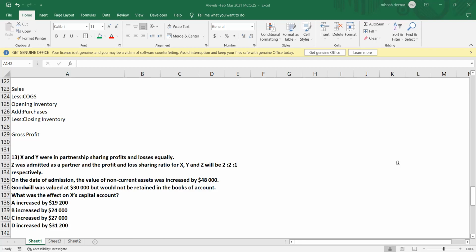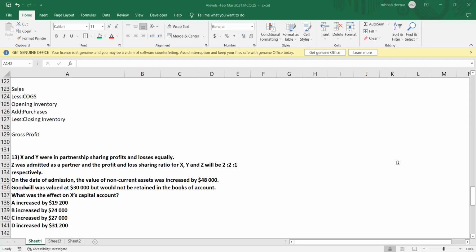Then question number 15. Annie and Bernie have been partners sharing profit and losses in the ratio of this. They decide to reduce interest on drawings. Annual interest on drawings for the year ended is this for Annie and for Bernie this. Which effect did this change have on the balance on Annie's current account? So this will require a calculation and we would not go into details of partnership right now, for which I will make a separate video. So answer is C.